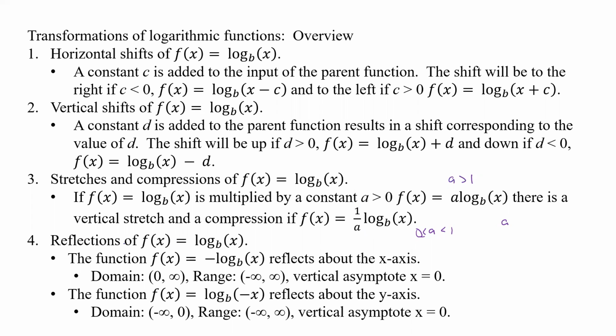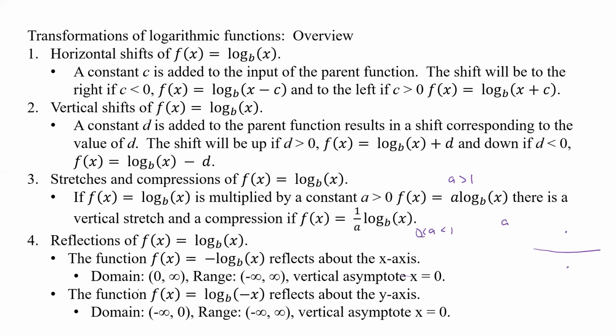And then we have reflections of f of x. If we have a negative here, that's going to change all the y values, and so it's going to reflect across the x-axis. If we had a up here and we change the sign to negative, then all of a sudden we're down here, going across that x-axis. Our domain is still going to be 0 to infinity, our range is going to be negative infinity to infinity, and our vertical asymptote is still x equals 0.